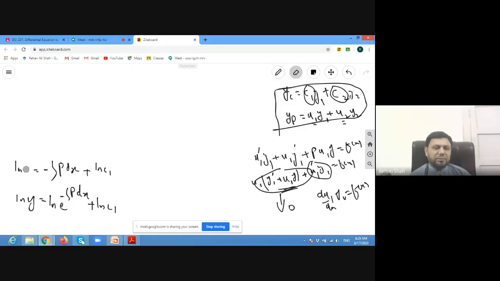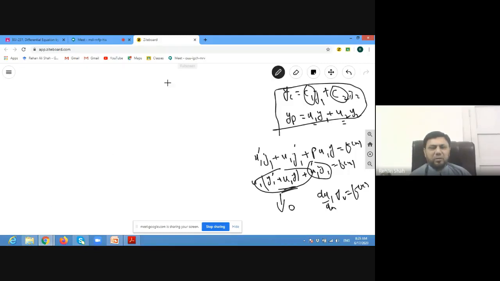Suppose, now, this is a second order differential equation: y double dash plus p of x into y dash plus q of x into y is equal to f of x. This is a non-homogeneous second order differential equation.